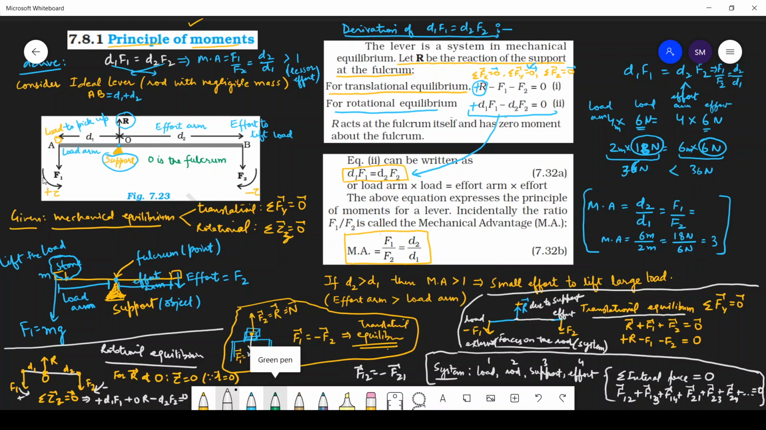So the anti-clockwise direction I am taking as positive, and the clockwise direction of the moment I am taking as negative. So this D2 F2 will go that side, and I get D1 F1 equals D2 F2. So that's the relation I have derived, the principle of moments. Is this clear? Now I can write it as load arm into load equals effort arm into effort, and this equation I can further write as mechanical advantage equals F1 upon F2 equals D1 upon D2. Okay students, I hope it is clear to everyone.